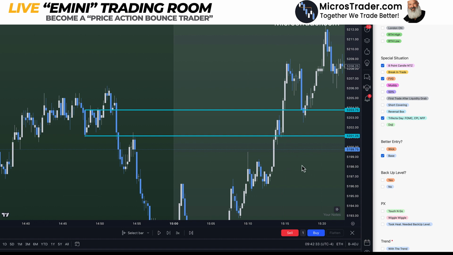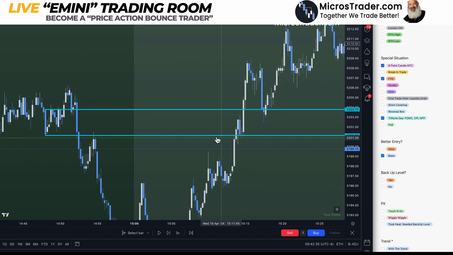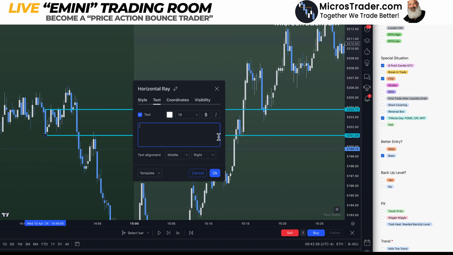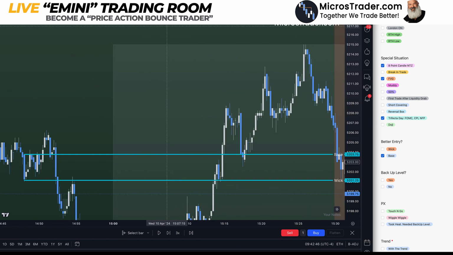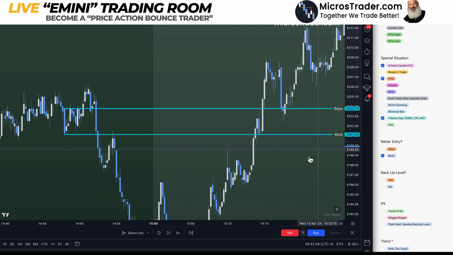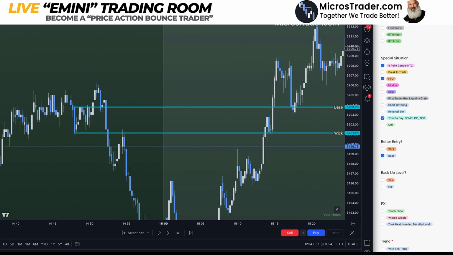So whether you did the wick or the base, in fact, I'm going to denote these here so I can put these in my notes. This is a great one. Wick, base. I'm going to make a note here just for myself later, because if I decide to share these screenshots, gift of break even on both levels. How good is that? Gift of break even on both levels.